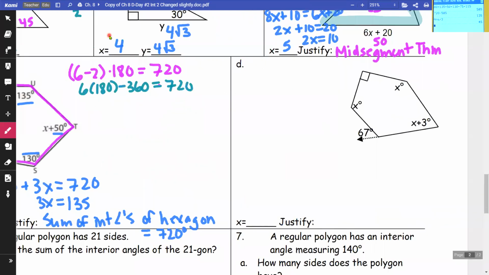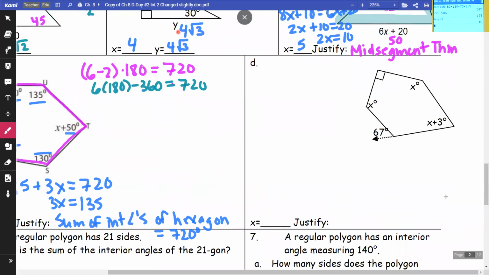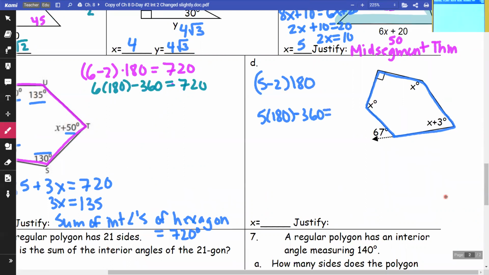Okay, next one. Let's just double check. It looks like a pentagon: 1, 2, 3, 4, 5. So it is a pentagon. I'm going to go 5 minus 2 times 180, or 5 times 180 minus 360. Both of these are going to give me the sum. If I do 3 times 180, I get 540. If I do 5 times 180 minus the 360, I also get 540.